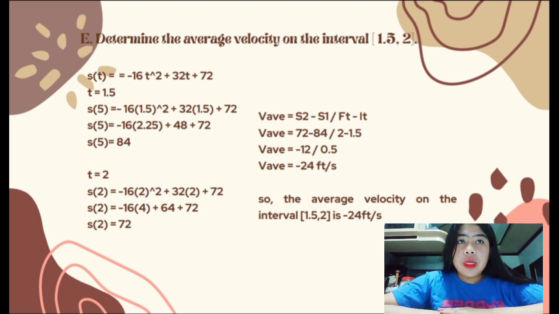After we get the value, we need to find the velocity average. So, the velocity average formula is equal to position 2 minus position 1 all over final time minus initial time. So, is equal to 72 minus 84 over 2 minus 1.5. Negative 12 all over 0.5 is equal to negative 24 feet per second.